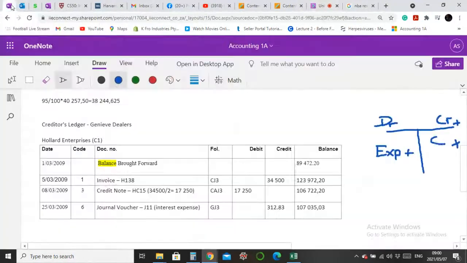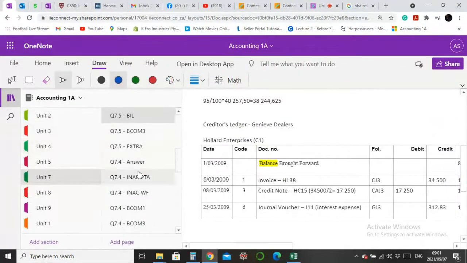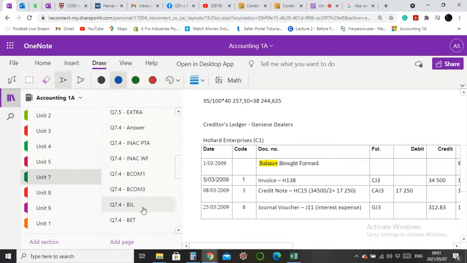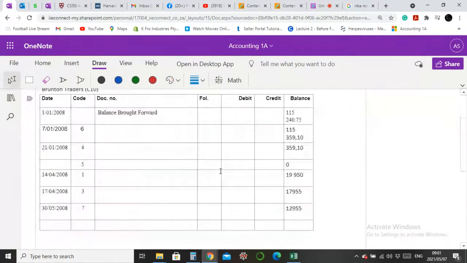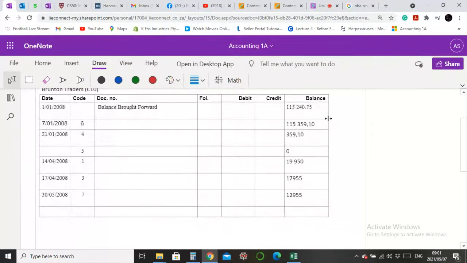Right, let's proceed then to question 7.4. Okay, 7.4 is not long either. That's all we have, just a few transactions there. Let's expand this here. This should be faster, seeing that we now have some experience with this.